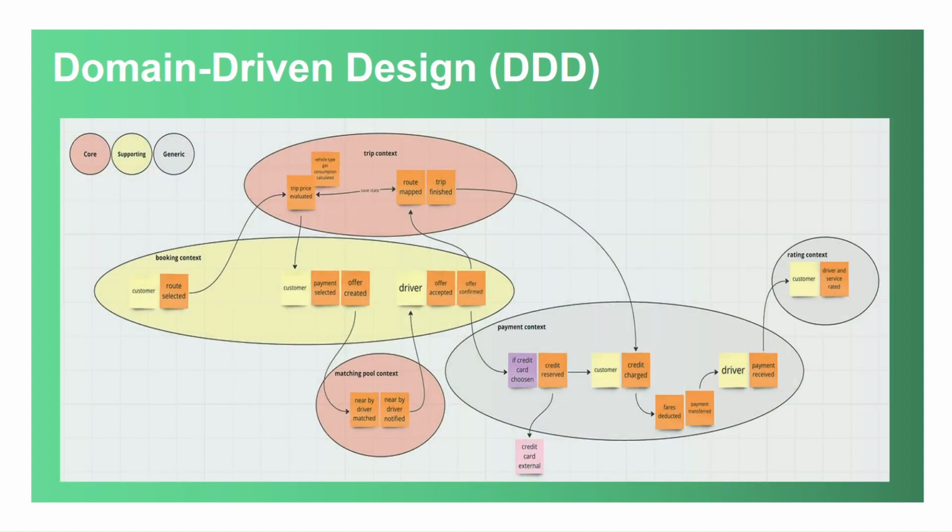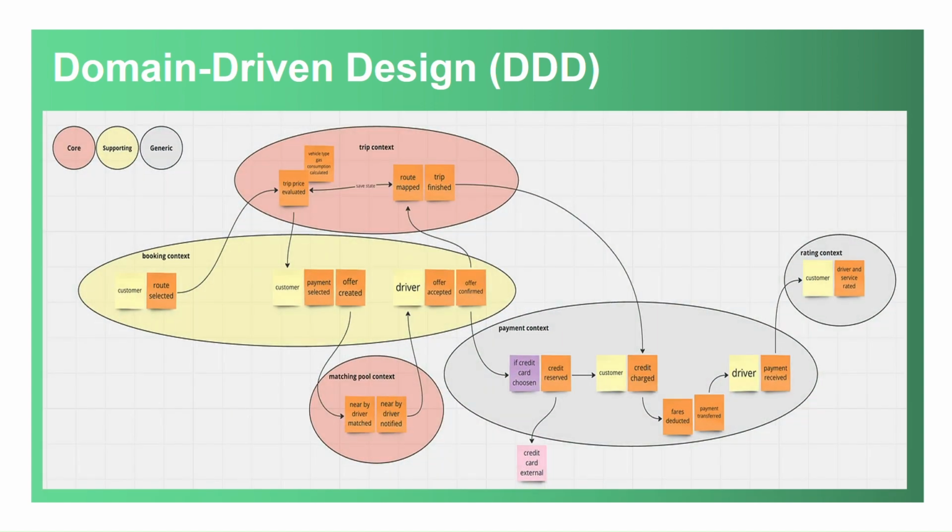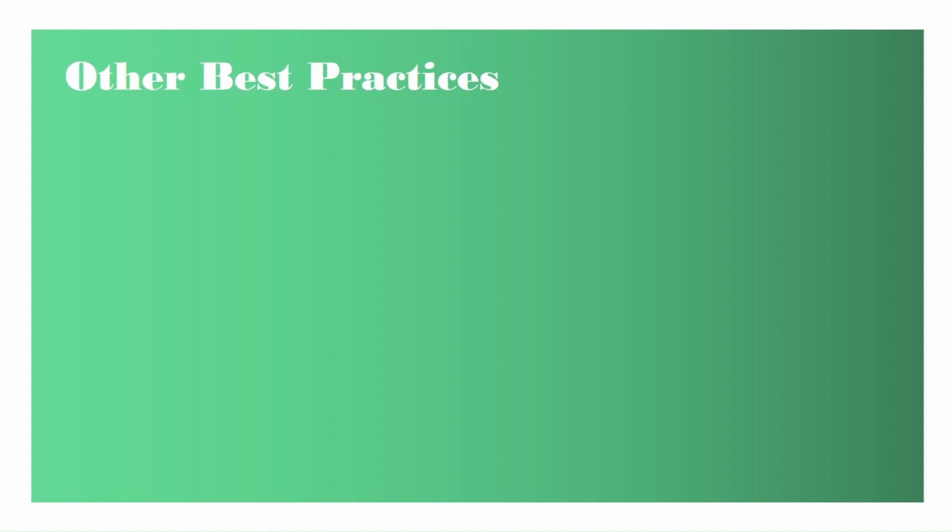Imagine you are building a ride-sharing app. With DDD, you have separate bounded contexts for ride management, payments, and user profiles. Each context would have its own language and rules, ensuring that the ride matching logic, for instance, doesn't get tangled with payment processing. Alongside these core principles, here are some additional best practices every software architect should consider.